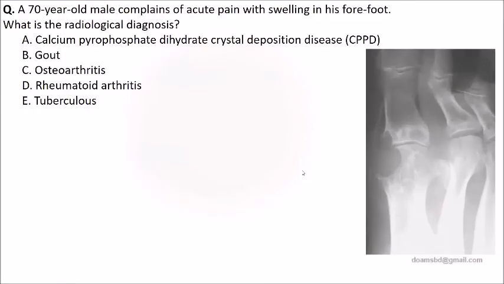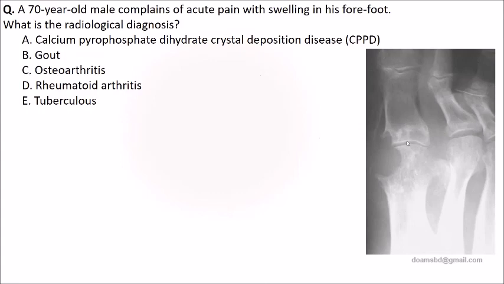Calcium pyrophosphate dihydrate crystal deposition disease. Another crystal disease is gout, right? There is some other crystal also. See, CPPD is one crystal disease, gout is also a crystal disease. So you are thinking number A. Punched out lesion, and there is a soft tissue shadow. This joint is the first metatarsophalangeal joint, right, Dr. Hind?